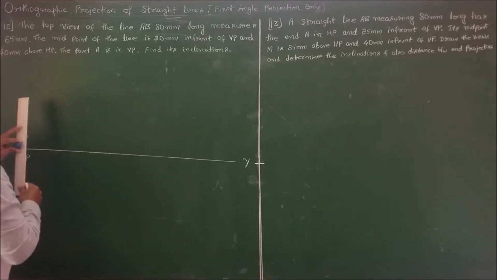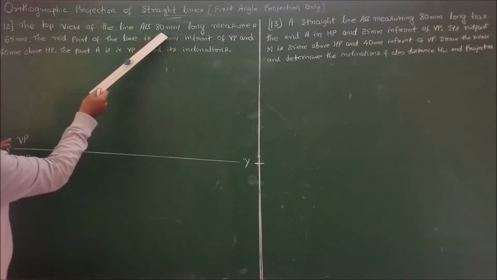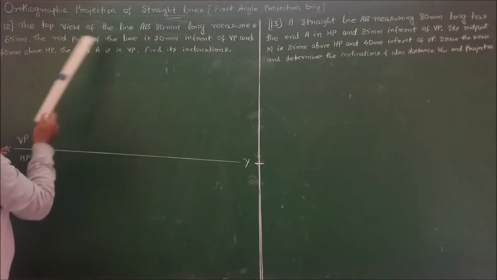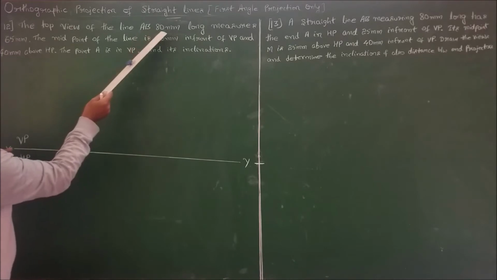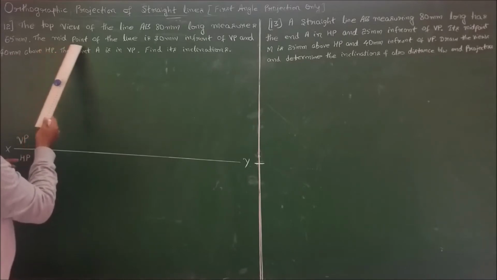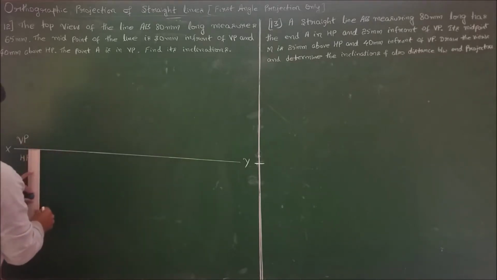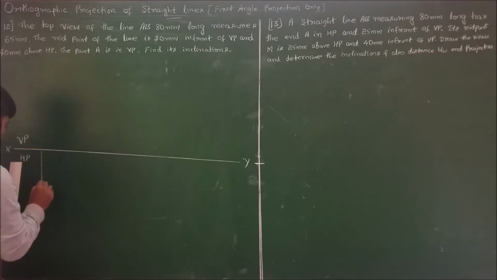The top view of line AB 80 mm long measures 65 mm. He has given the true length 80 millimeters and top view length of line 65 millimeters. Since it is AB, the top view is denoted as small a small b, which is equal to 65 mm, and the true length is 80 mm, which remains the same in both front view as well as in top view. The midpoint of the line is 30 mm in front of VP, so show it in HP by taking 30 mm reference and fix the locus. So I have taken 30 mm in front of VP, which gives us the locus of midpoint M.